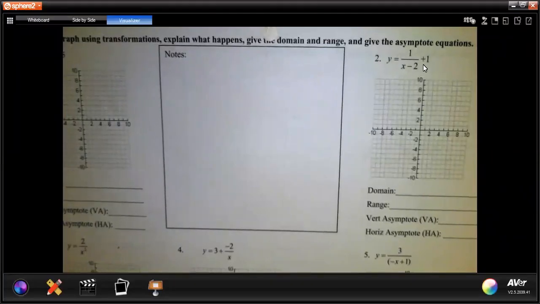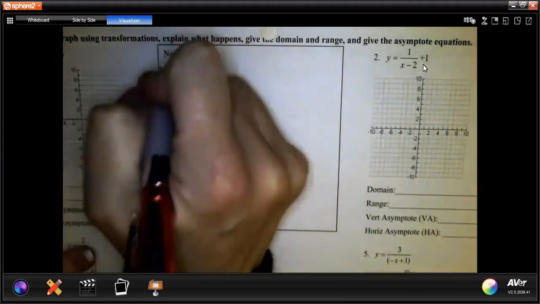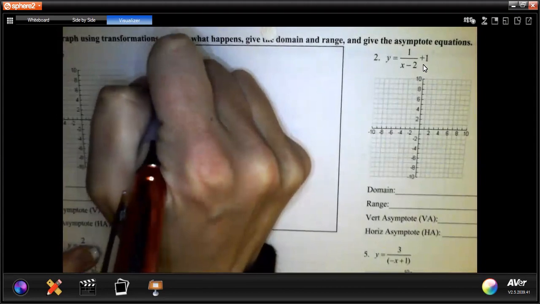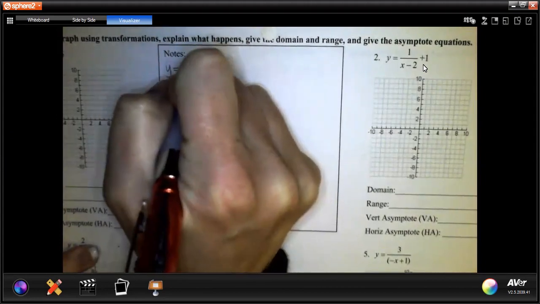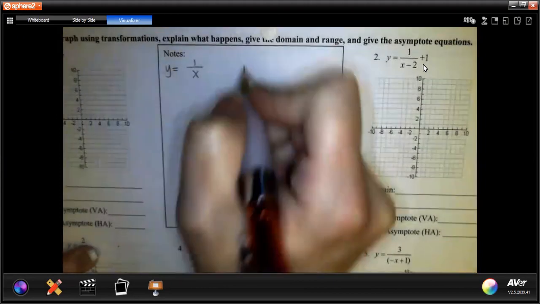All right, today we're going to go over rational transformations. Before we get started with that, we really want to go back and think about those rational parent functions. And there were two here in the rational unit. There was the rational even and the rational odd. So we'll go ahead and start with rational odd. And that was y equals 1 over x.